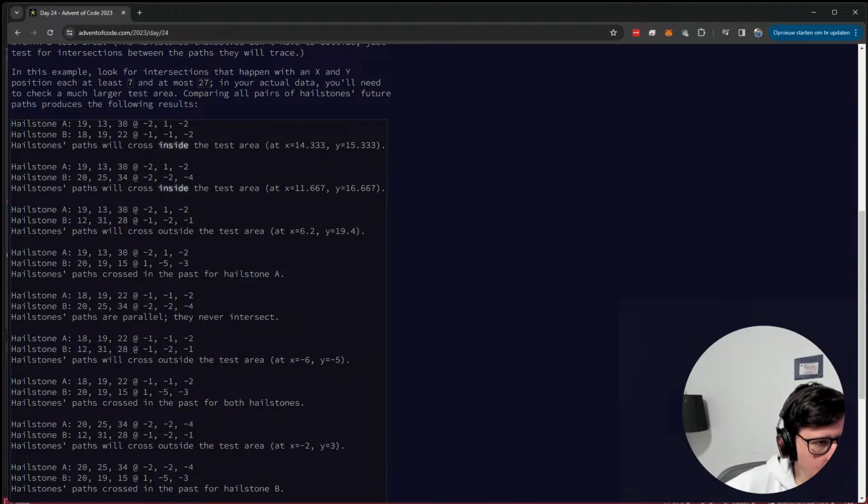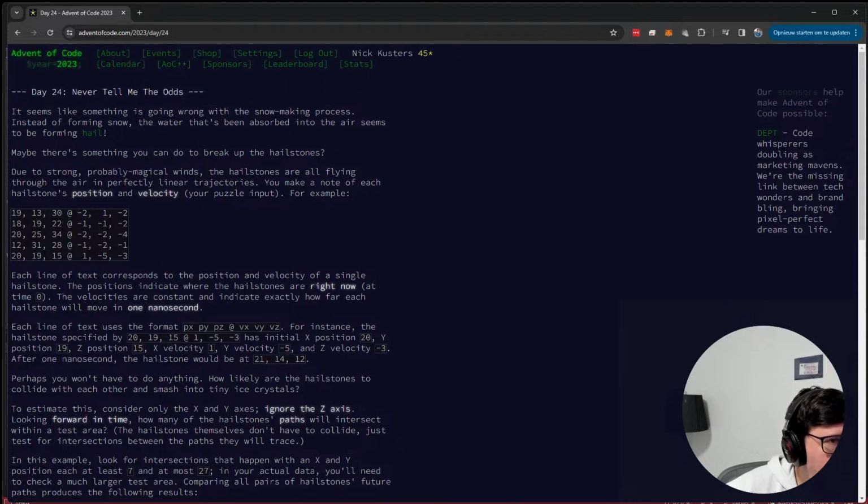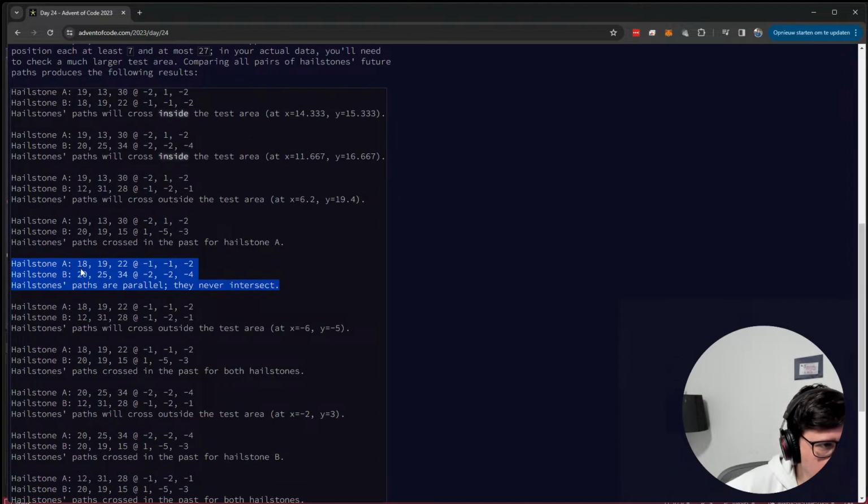Paths are parallel, they will never intersect. I don't understand. This is not true, unless it's not XYZ. Am I crazy? XYZ, XYZ. You can plot this. So this one becomes 17, this one becomes 18. This one becomes 16, this one becomes 16. X intersects.